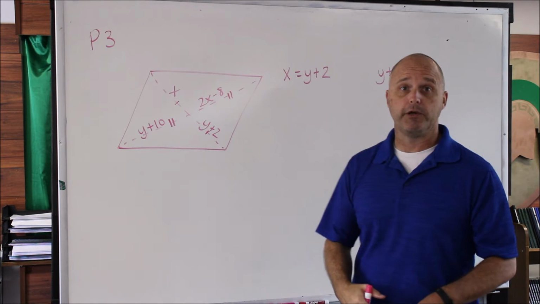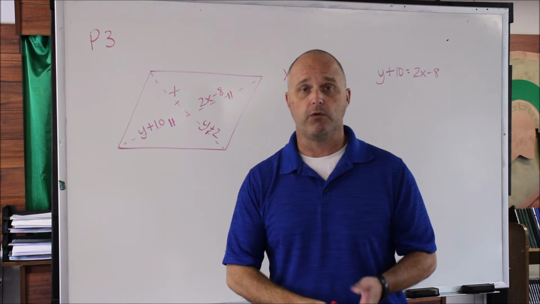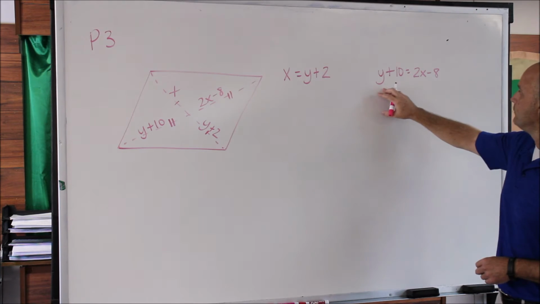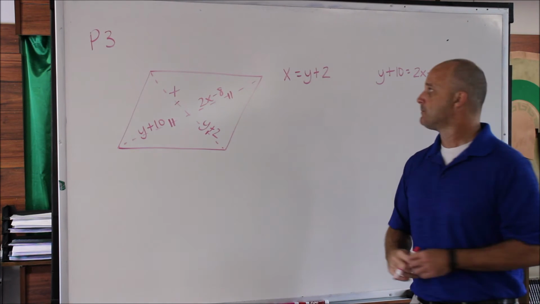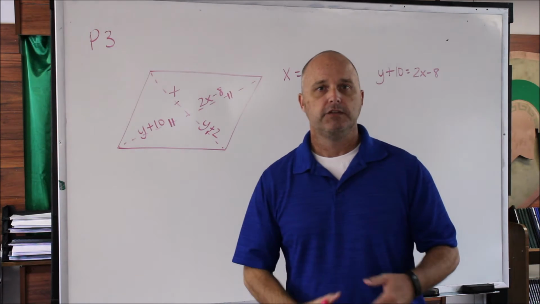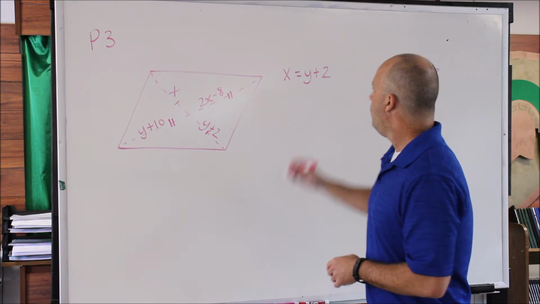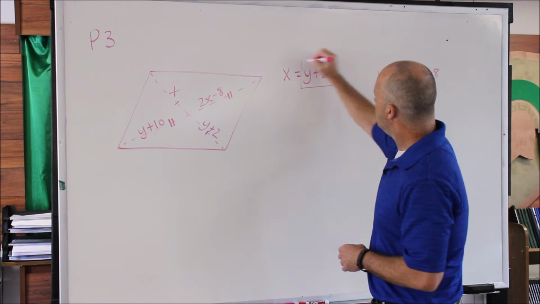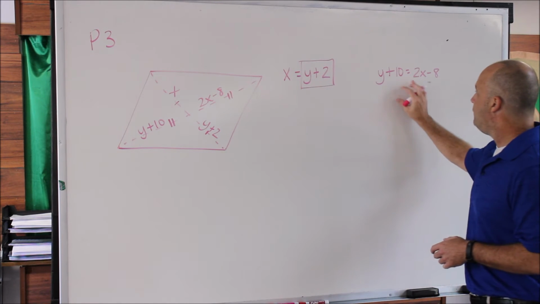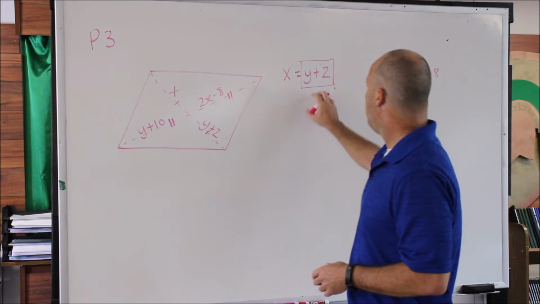Now this is where you've got to recall your algebra skills. We're going to use substitution to determine the values of x and y, because we've got two variables in two different equations. We can see that this x has already been isolated, so we know what it's equivalent to. We know that x is equal to y plus 2. So anywhere that we see x in this equation, we can replace it with y plus 2.